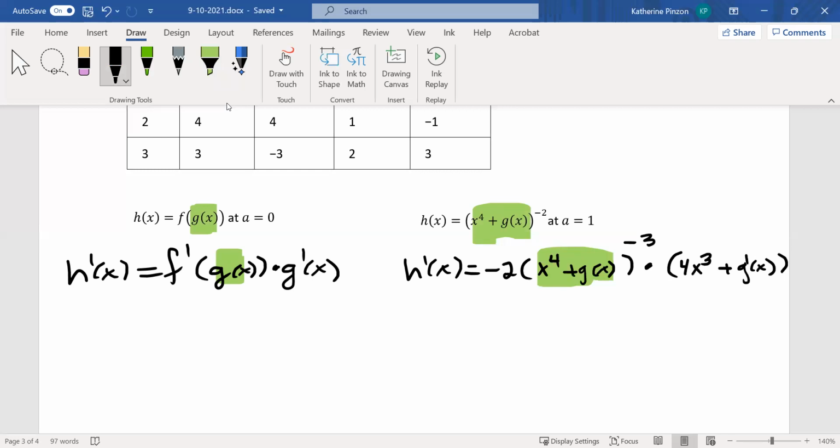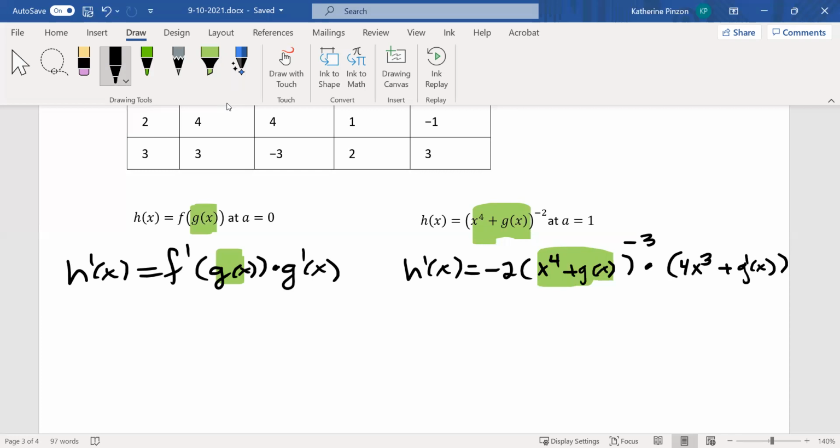So at this point, I've done the calculus, right? That's all the calculus. The rest of the stuff is just the algebra. This one says, find the derivative at a equals 0. So I'm going to replace all my x's with zeros.